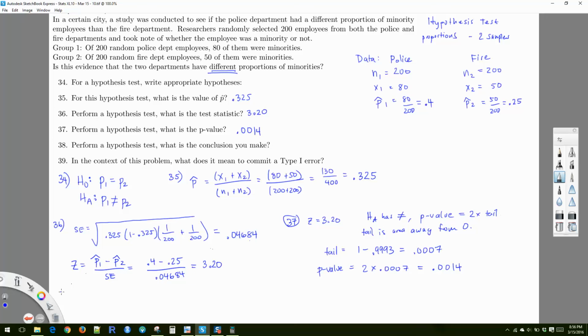Okay, 38. What is the conclusion we would make? We would reject the null hypothesis. This means we have evidence that the proportion of minorities are different, that the proportions of minorities are different for the police and fire departments.